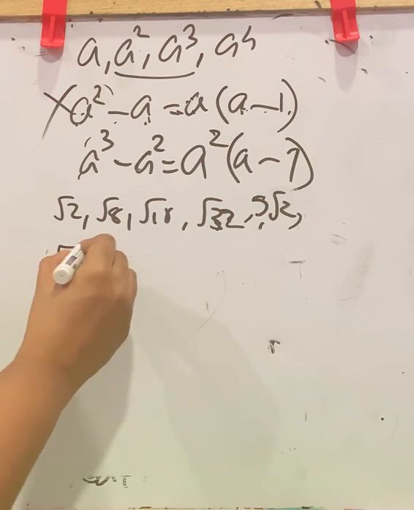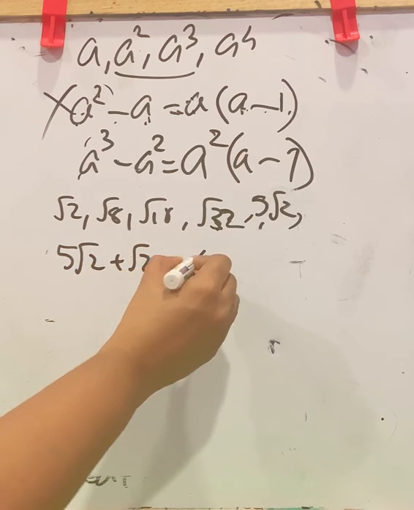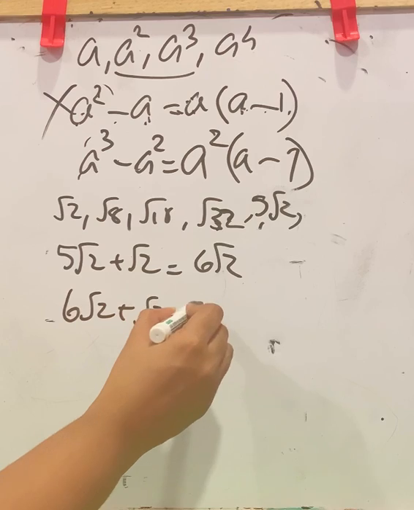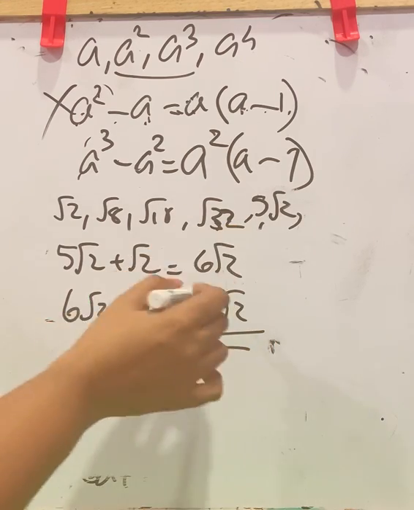Next, 5 root 2 plus root 2, that is 6 root 2. 6 root 2 plus root 2, that is 7 root 2. These are the other three terms.